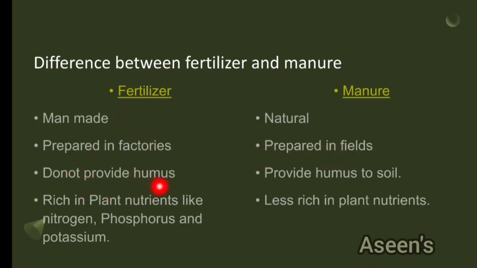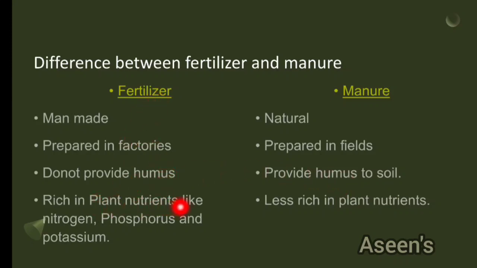Fertilizers do not provide humus. Humus is the organic matter, the main organic matter which the plant requires. So it's absent in case of fertilizer, whereas manure is rich in humus. They provide a large amount of humus to the soil.